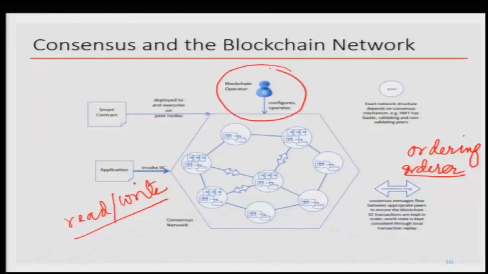So, they will change the blockchain by adding a new block that was given to them by the orderers, and then they will change their state database to reflect the read write sets that came with these transactions. So, this is how this works. So, the blockchain operator actually creates.